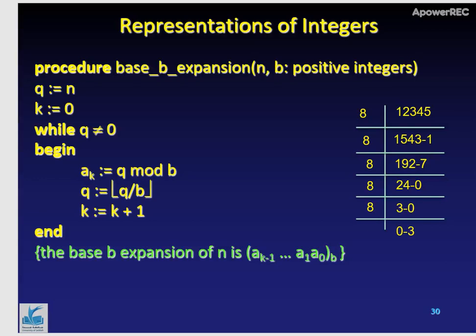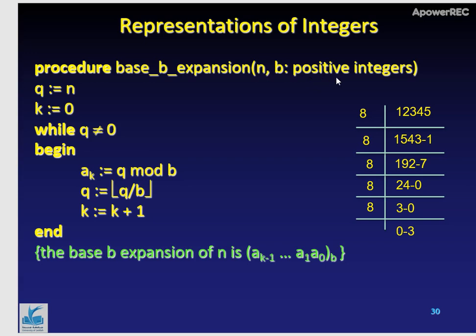This process of converting decimal numbers to an arbitrary base b can also be represented in the form of an algorithm, which can be expressed in any language of choice. For example, here we have an algorithmic description of this process written as a procedure with the name base b expansion. So the idea is to be able to convert a number n, which is a decimal number, into base b, which is a positive integer.